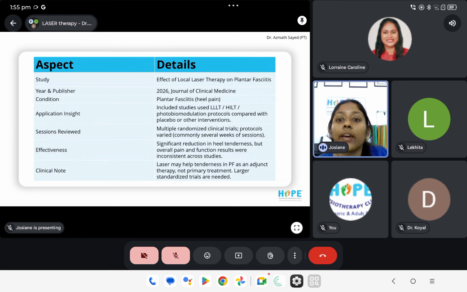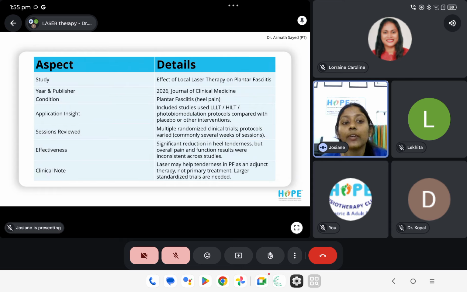Fourth one is effects of local laser therapy on plantar fasciitis. It was published in the year 2026, Journal of Clinical Medicine. Condition was plantar fasciitis. Application: included studies used low-level laser therapy photobiomodulation protocols compared with the placebo or other interventions. Sessions reviewed: there were multiple randomized clinical trials.